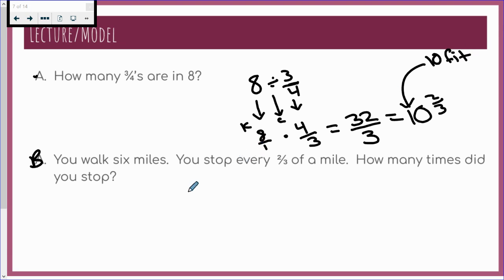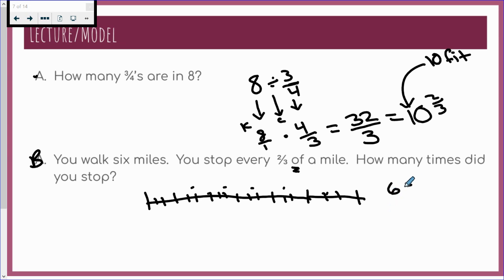Alrighty, you walk 6 miles, you stop every 2/3 of a mile. How many times did you stop? For those of you who are thinking that you see this word of, in this situation, that doesn't mean multiplication. That just means you walked part of a mile. We had a 6-mile total. Let's diagram this out. So we had 6 miles total: 1, 2, 3, 4, 5, 6. And it's saying that we stopped every 2/3. So we would want to split all of these up so we could count every 2/3. So we are splitting up our walk into the stops.